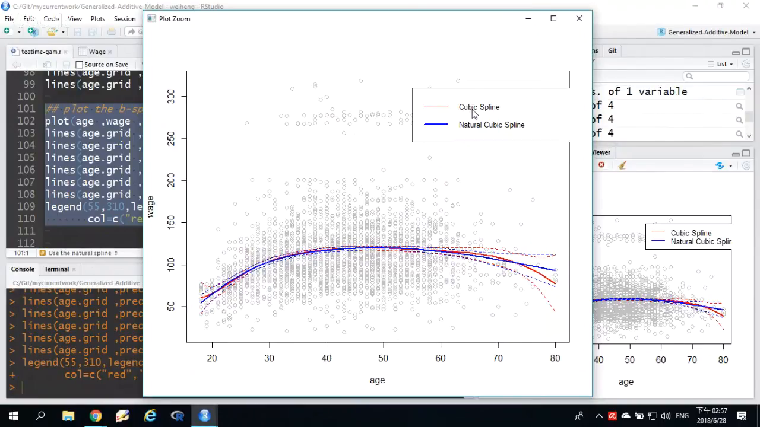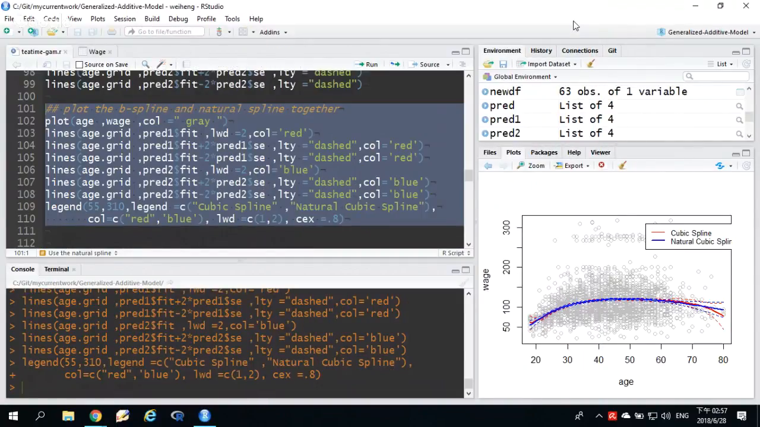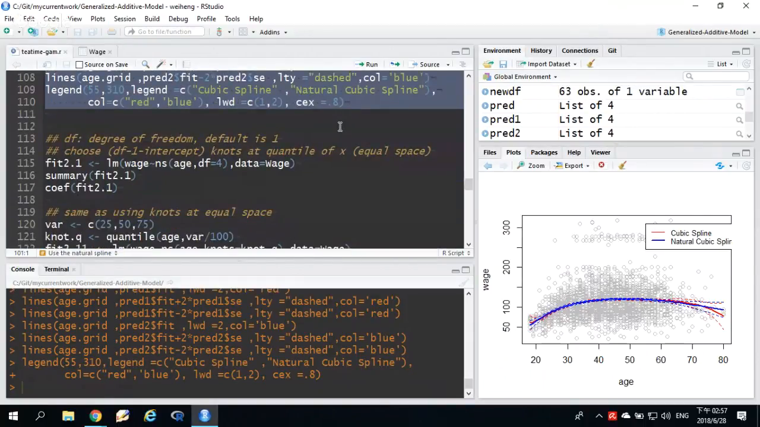And for the cubic spline, there will be the cubic term. So there will be more curvature for the first region and the last region. And then you can also choose the df, the number of coefficients, with the same thing.